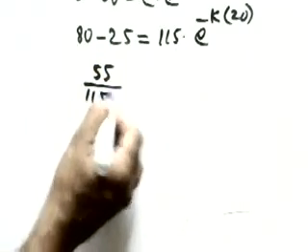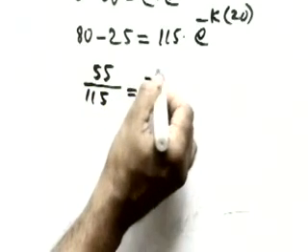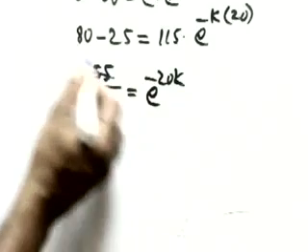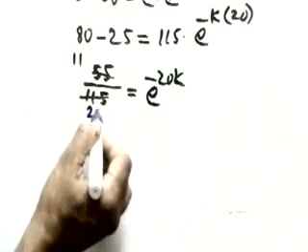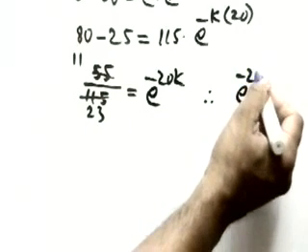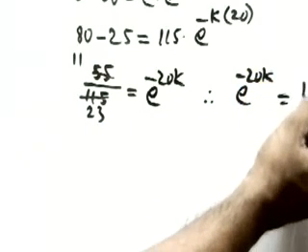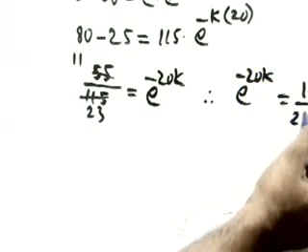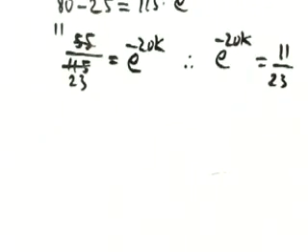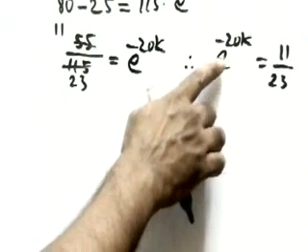55. Now bring this 115 here: 55 by 115 equals e power minus 20k. So let me cancel this one: 5 1s are 5, 5 2s are 10, 5 3s are 15. Therefore you see here, e power minus 20k equals 11 by 23.